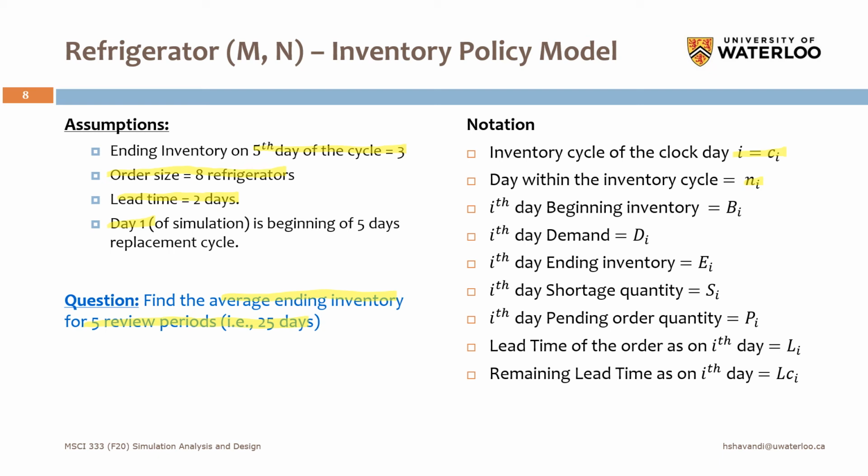And the ith day beginning inventory will be Bi, ith day demand Di, ith day ending inventory Ei, ith day shortage quantity, if we have one, Si, and ith day pending order. If we have an order on the way as a pending order, then we show this here by Pi. And the lead time of the order as of the ith day will be Li, and the remaining lead time on the ith day will be Lci. So with these notations, we can model this problem and implement it in Excel, okay?